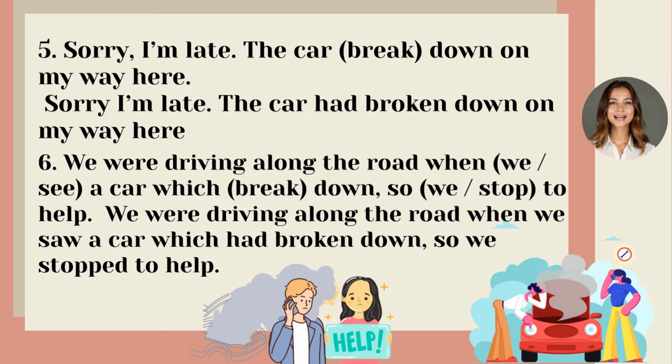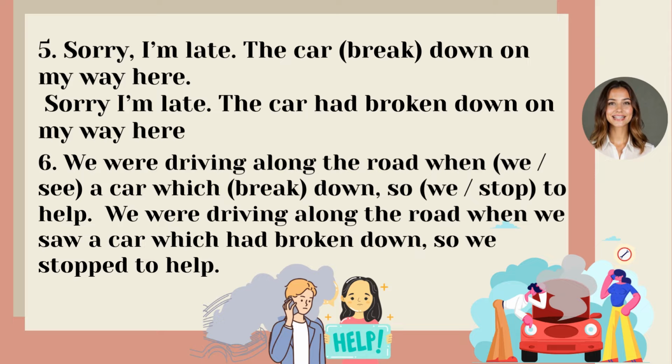Let's try it with past simple. The car broke down on my way here. Grammatically, it's okay. But does it sound right in context? Remember, you're already late. You're explaining the reason. So the car had already broken down before you said, sorry I'm late. This is cause and result. Cause, the car had broken down. Result, you were late. That's why we use past perfect here.